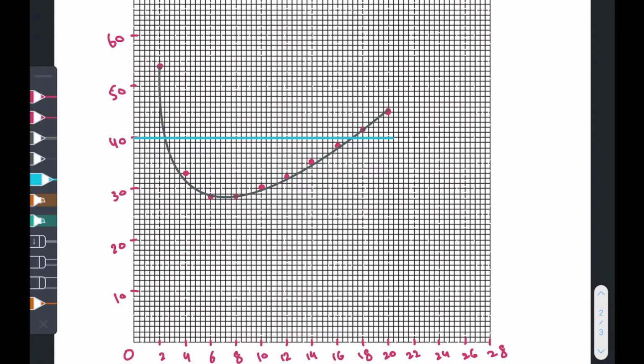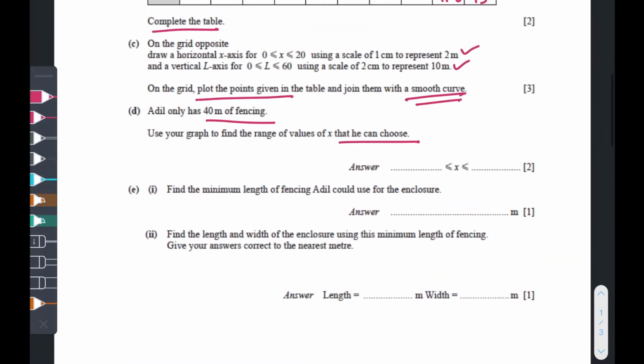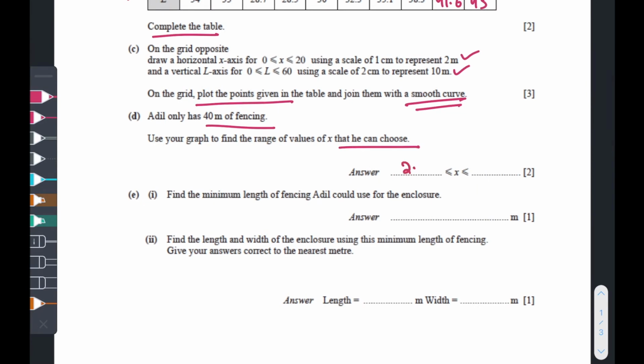When you draw a horizontal line at 40, the two values of x, the minimum value comes out as, let's see what it is, 2.4 something or 2.1, I don't know. And the maximum value that comes out over here is, let's say, 17.1 something. So the minimum value of x comes out to be 2.4 maybe or 2.6, and the maximum value of x comes out to be 17.1. Let's put these values in our answer over here. The smallest value is 2.4 and the largest value is 17.1.